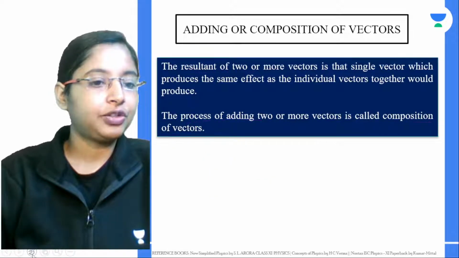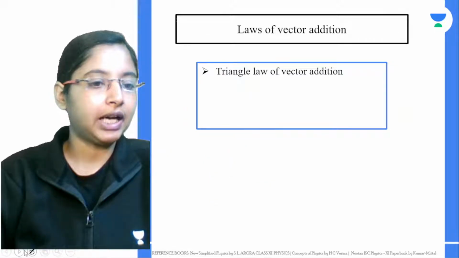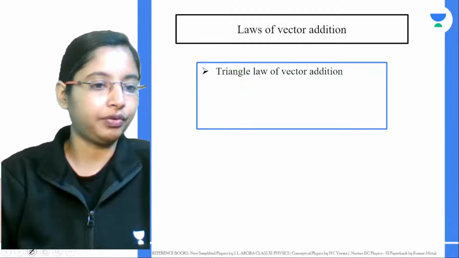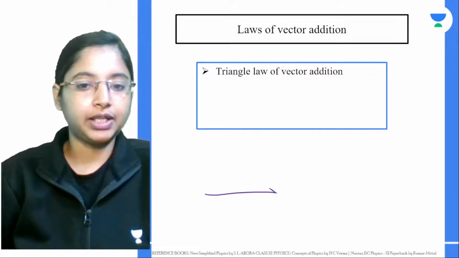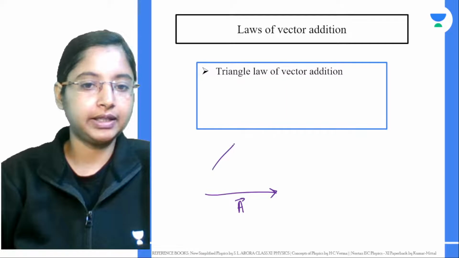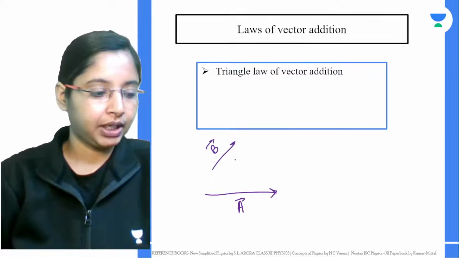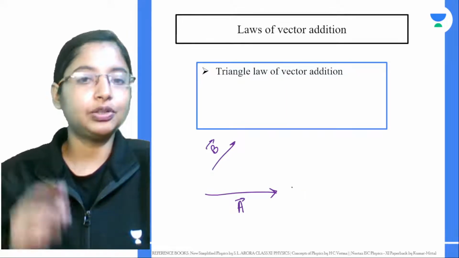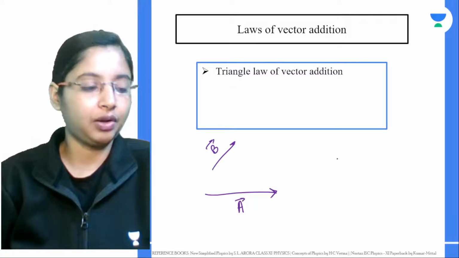Now there are three different laws for vector addition. One is the triangular law of vectors. So here, let's say there is an A vector in this direction and a B vector in this direction. The resultant of these two vectors you can find by using the triangular law of vector addition.